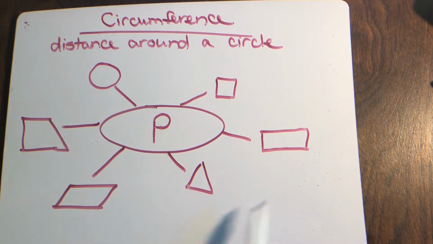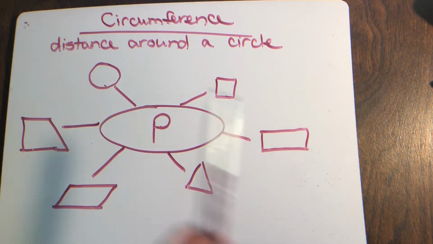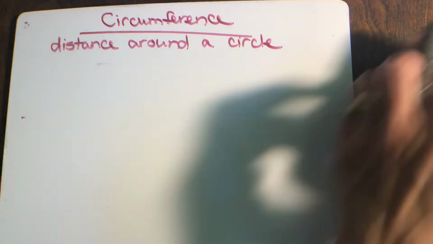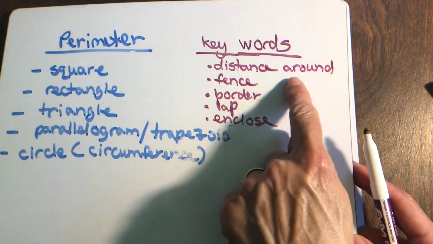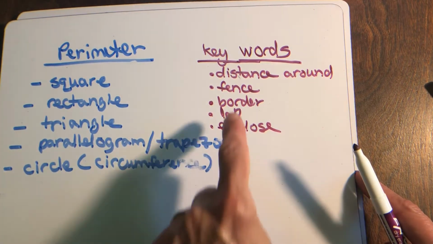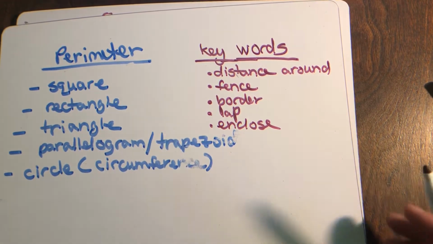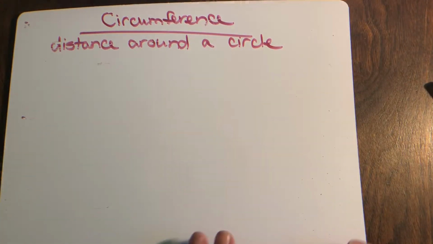So that's a lot of information. It's really important to practice each shape individually, and then we'll practice mixing it all up. Now remember, when we talk about circumference, perimeter, we've got keywords. Our keywords still work for circumference: distance around, fence, border, lap, enclose. And it doesn't matter what shape you're talking about, those words still work.